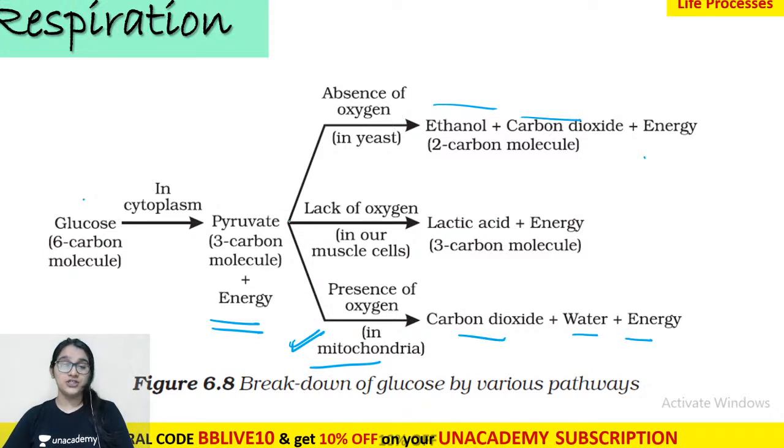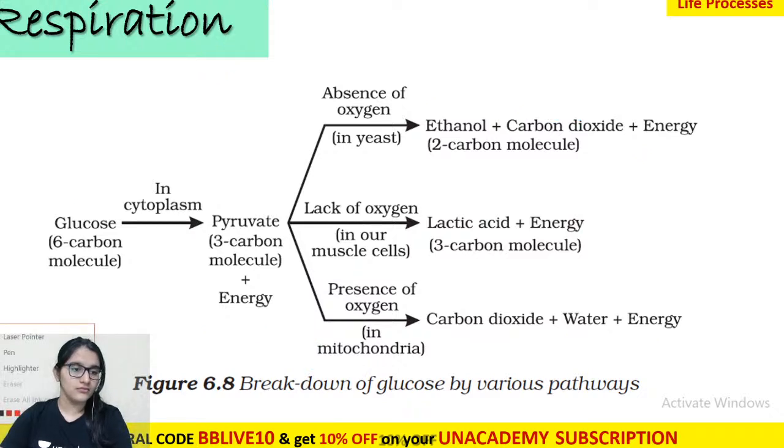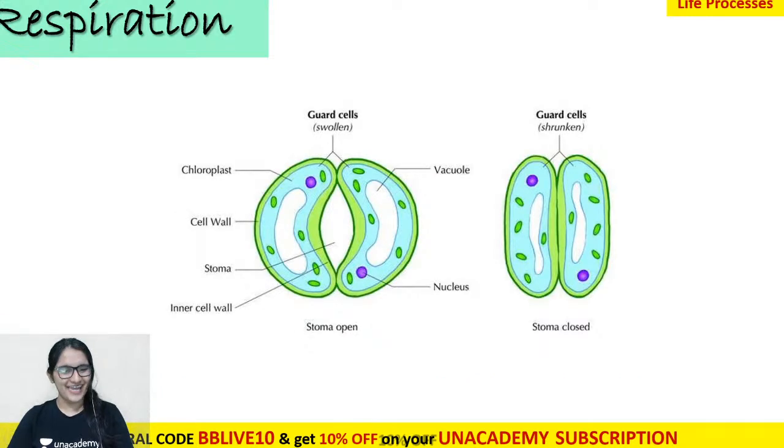And when we have a lack of oxygen in our muscle cells, we get lactic acid plus energy. But who gives you the maximum amount of energy? Aerobic respiration or anaerobic respiration? What do you think? Very good, Mr. Hacker. Anybody else? Amazing, Siddhika. So the highest amount of energy that we get is through aerobic respiration. Absolutely correct, Kanishka Bharadwaj. Yes.